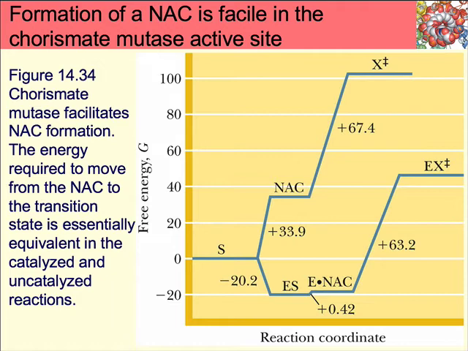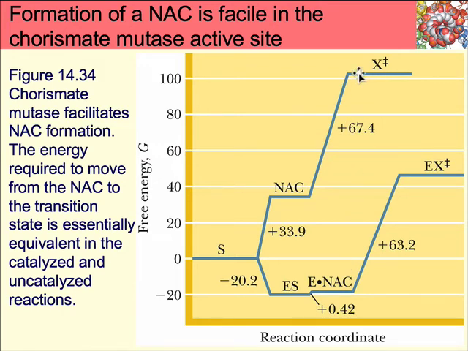On the other hand, the enzyme-substrate complex easily forms the near-attack conformation with a very small increase in energy, and then you have about the same increase in energy from the NAC to the transition state in the enzyme case as you did in the case of the uncatalyzed reaction. Overall, the energy barrier between the enzyme-substrate complex and the transition state here, though, is only about 64 kilojoules per mole, whereas for the uncatalyzed reaction, it's approximately 100 kilojoules per mole.